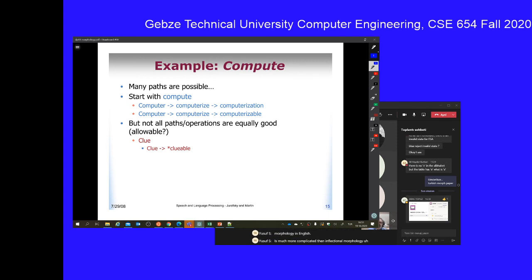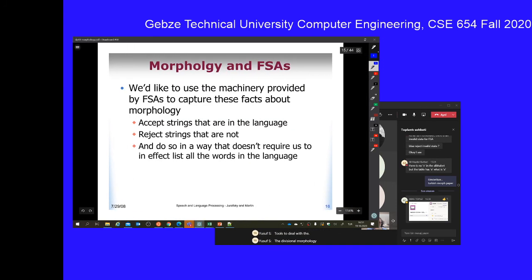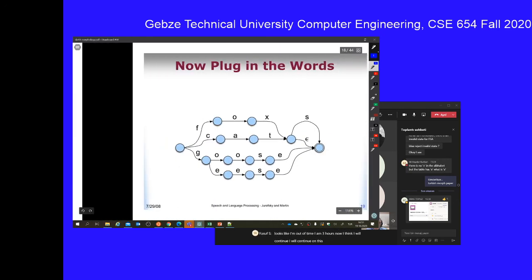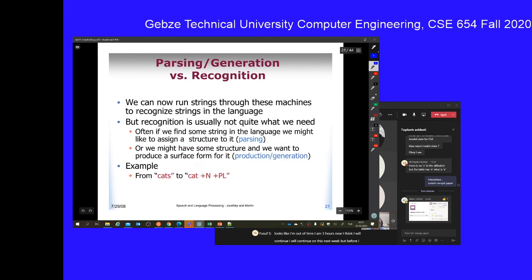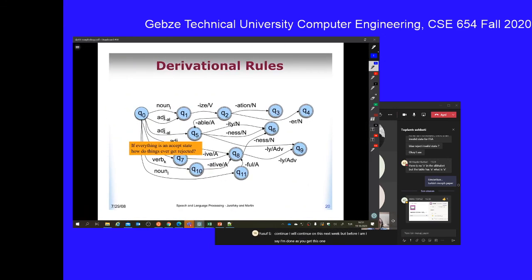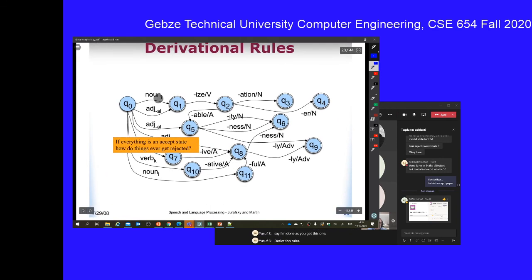So we are going to use the same tools to deal with the derivational morphology. Okay, let's look at this again. Finite state automata. But it looks like I am out of time. I am at 3 hours now. I think I will continue on this next week. But before I say I am done, let's look at this one. Derivational rules. You start with a noun, you put an ize at the end. Computer, computerize, computerization, right? What else can we do?